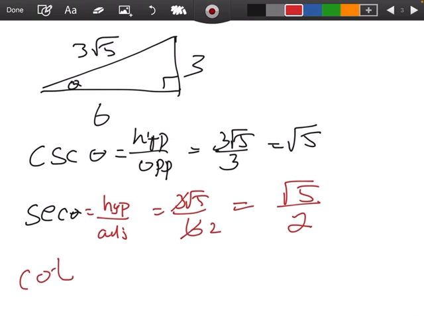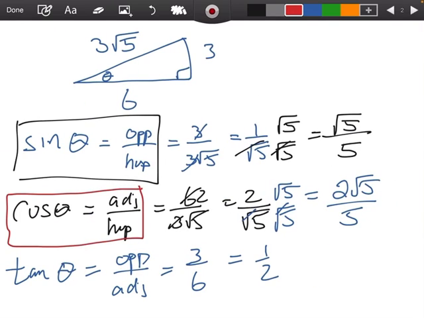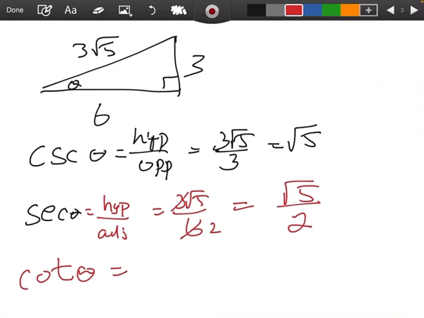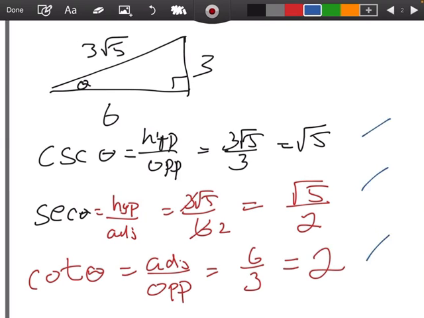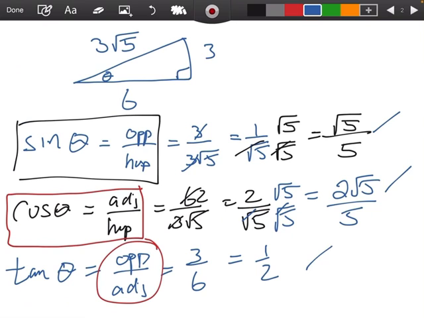And then we have the cotangent of our angle. So again, I'm using my reciprocal identities. So if the tangent is the opposite over the adjacent, the cotangent is the adjacent over the opposite. So this would be 6 over 3, which would then just be 2, okay? So we have 1, 2, 3, 4, 5, 6 trig functions, okay? Y'all got any questions? Let me know. I'm happy to help.